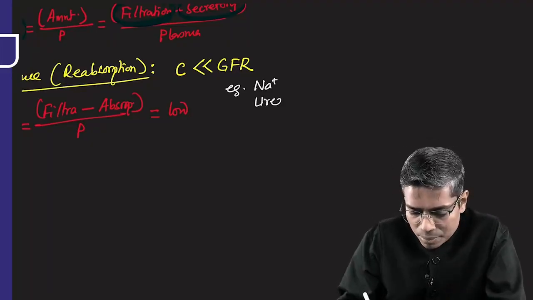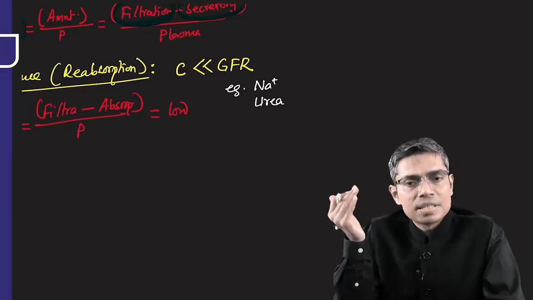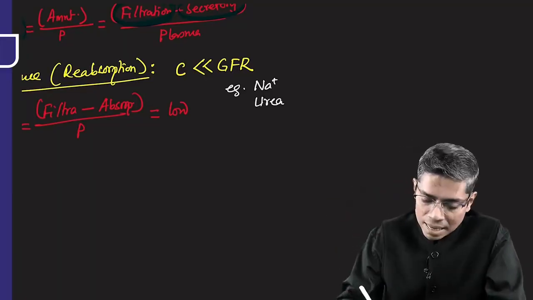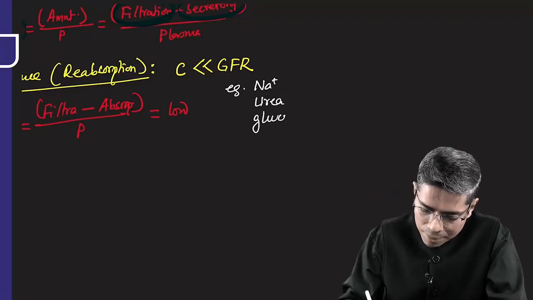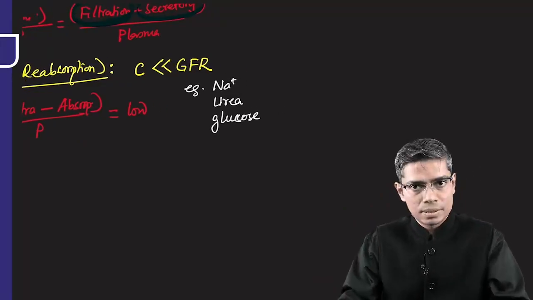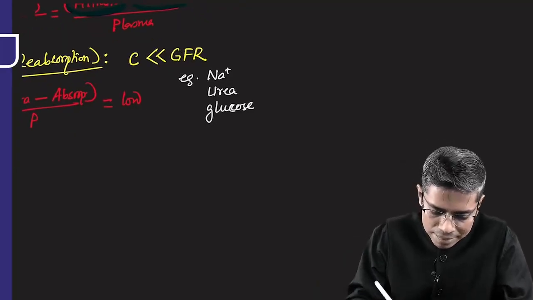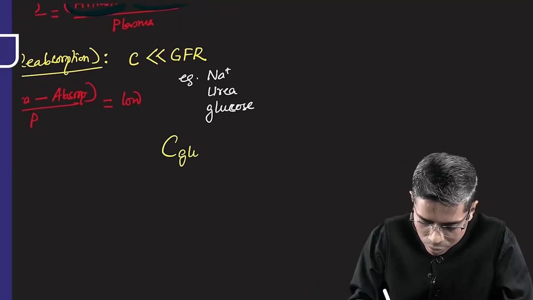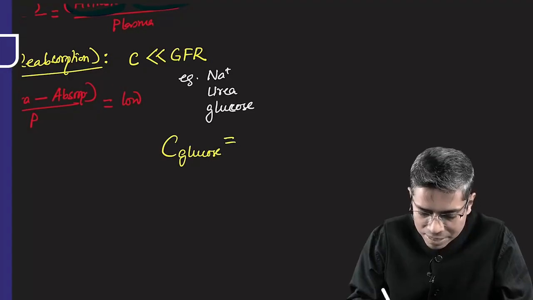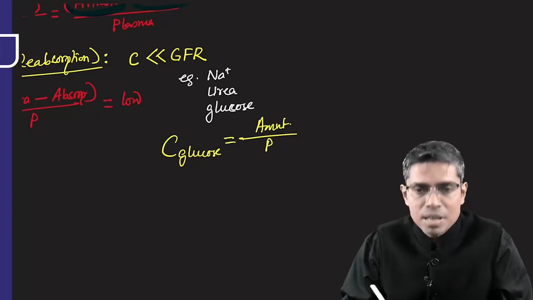Urea is getting reabsorbed at the level of nephron. The clearance will be less. Approximately 50% of the urea is getting reabsorbed at the level of nephron. And glucose. Okay. Calculate the clearance of glucose in a non-diabetic person. So whenever I am calculating the clearance of glucose in a non-diabetic person, what is the formula? Formula is urinary amount upon your plasma concentration.